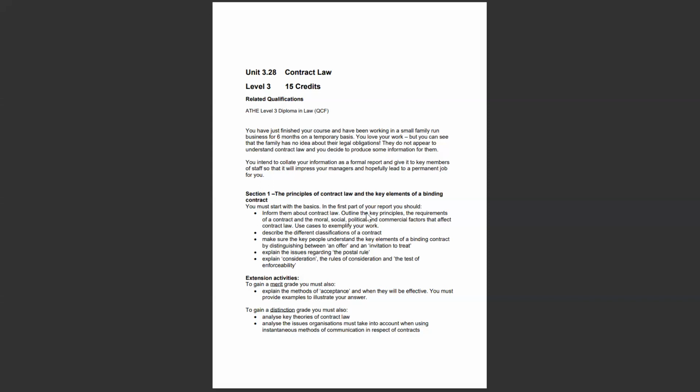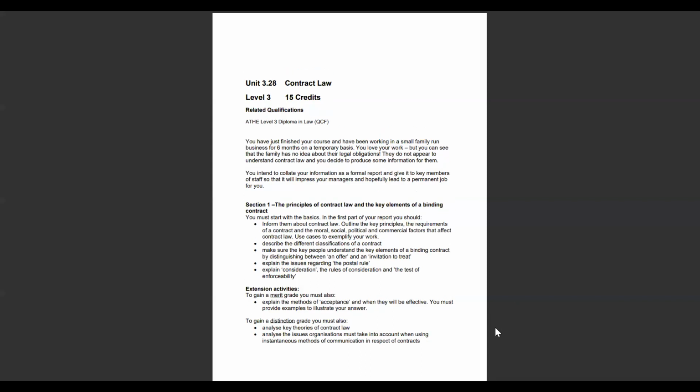Section 1. You need to look at the principles of contract law, the key elements of a binding contract. So you must start with the basics. In the first part of the report, you should inform them about contract law. You need to outline the key principles, the requirements of a contract, and the moral, social, political, and commercial factors that affect contract law. And to do this, you need to also be using case examples to exemplify your work.